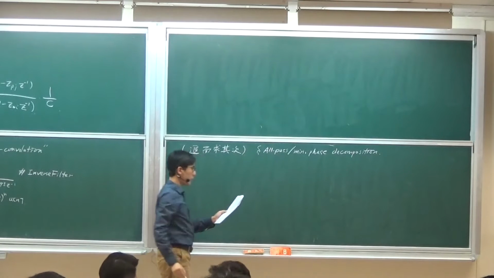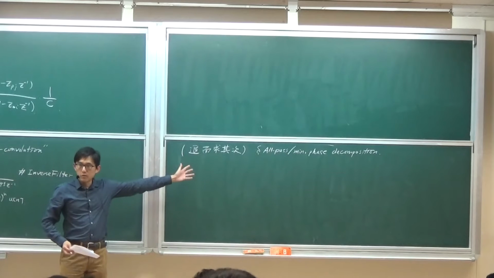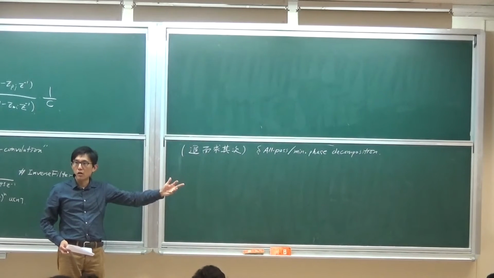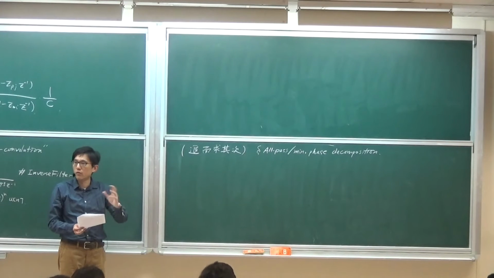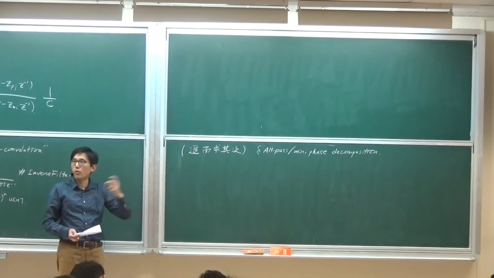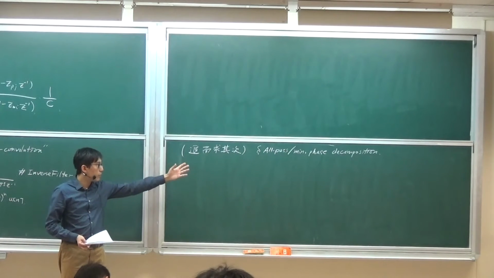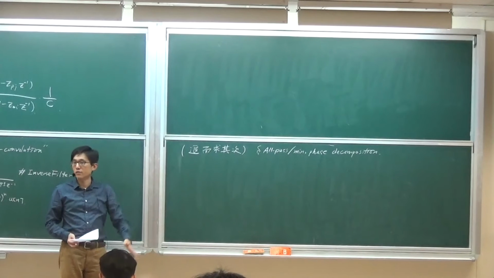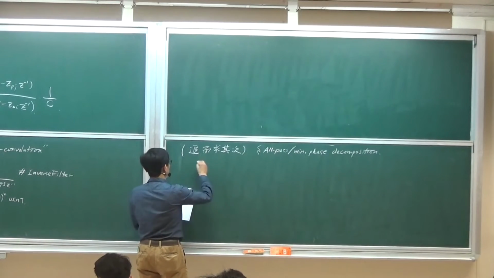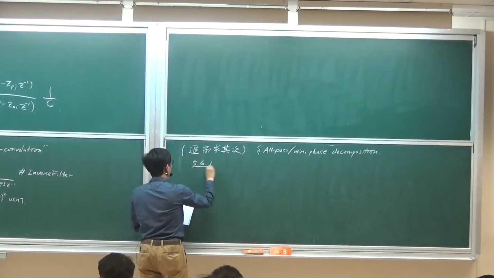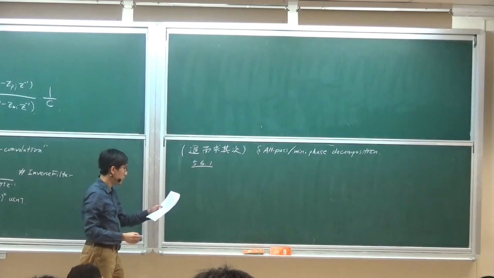The idea is very simple. For any causal and stable system, we can always factorize the system function as a product of one thing times another thing. The first thing will be an all-pass filter, the second thing will be a minimum phase system. What does that mean? Let me draw a picture. This is in textbook section 5.6.1.